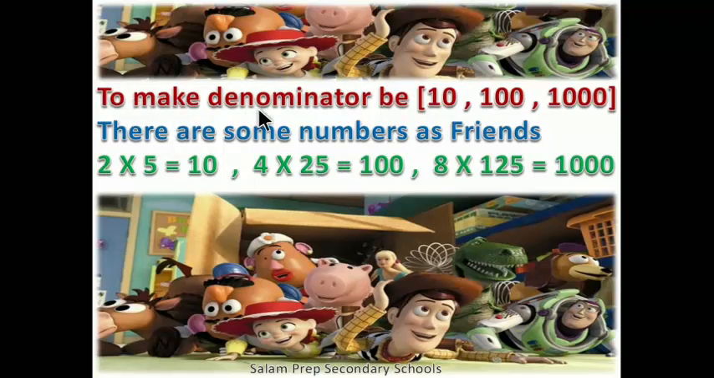To make the denominator 10, 100, or 1000, there are some numbers that are friends. 2 times 5 equals 10. 4 times 25 equals 100. 8 times 125 equals 1000.